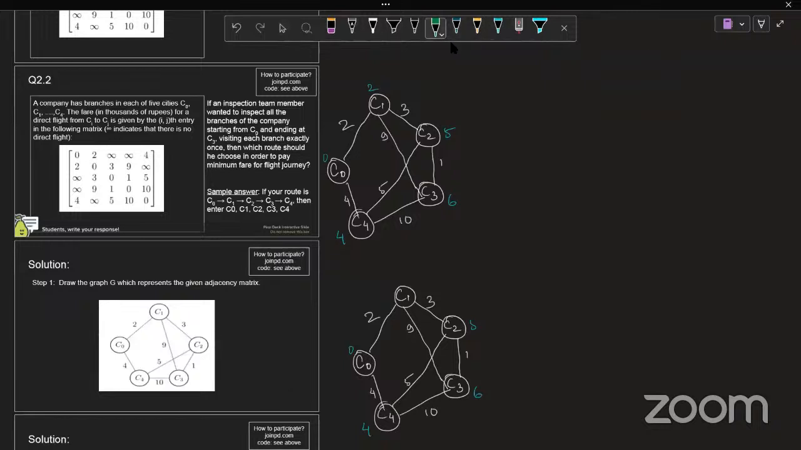Okay, let me see. Suppose you choose this path, this circle path. So what is the weight of this path? So we will find a minimum cost, a minimum path. First of all, let's choose from this, this is the minimum, and from there we can choose this one. And after that, there are two ways to visit 4.